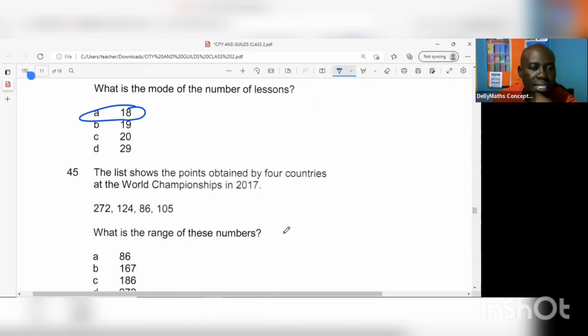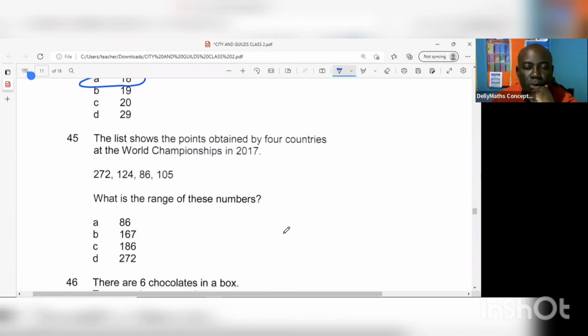Next question. The list shows the points obtained by 4 countries at the World Championships in 2017. All right, so we're looking at 272, 124, 86, 105. What is the average? What is the range? It is the range of these.